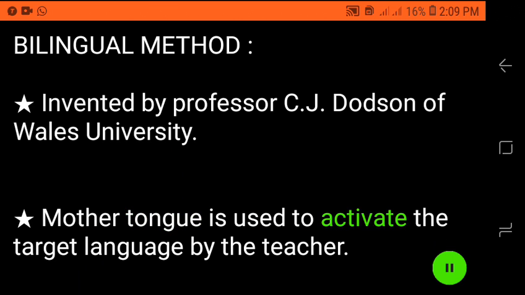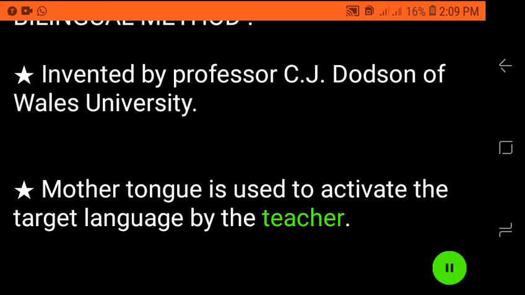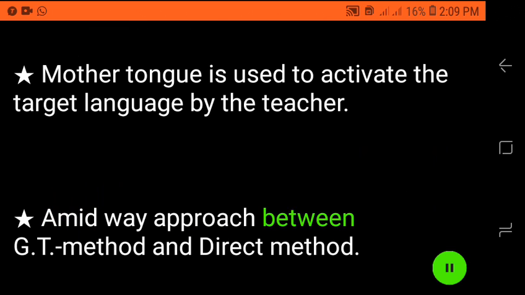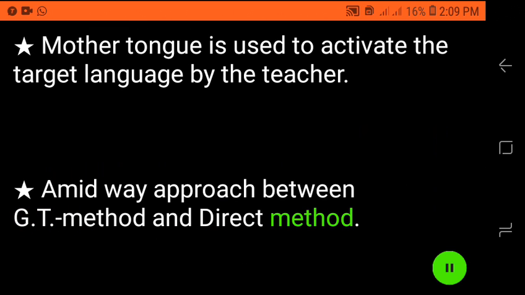Bilingual method. Invented by Professor C.J. Dodson of Wales University. Mother tongue is used to activate the target language by the teacher. A midway approach between GT method and direct method.